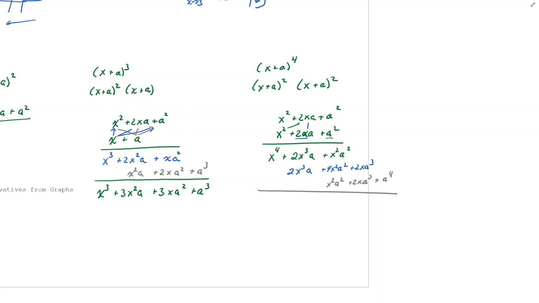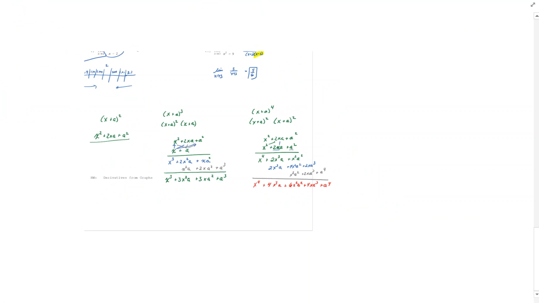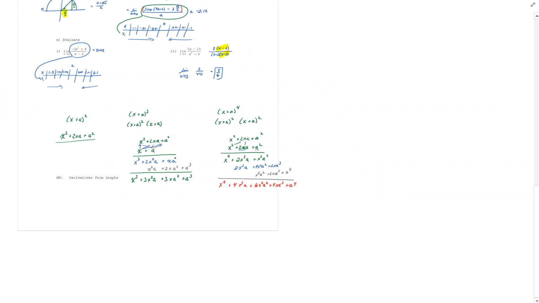Then I can add these all together. I've got my like terms lined up. x to the fourth plus 4x cubed a plus 6x squared a squared plus 4xa cubed plus a to the fourth. So these last three were just a little reminder from Algebra 2. Hope this helps.